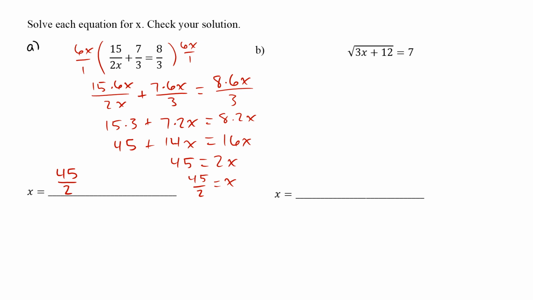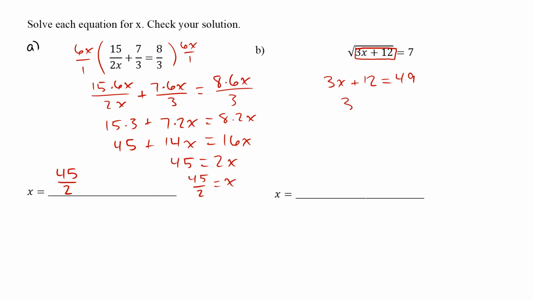So one thought is that since that's the case, I know that this 3x plus 12 must be equal to the 49, right? And I think we'll go with that. This thing inside, 3x plus 12, needs to be 49 in order for it to have a value of 7 after I take the square root. So we'll stick with this approach.